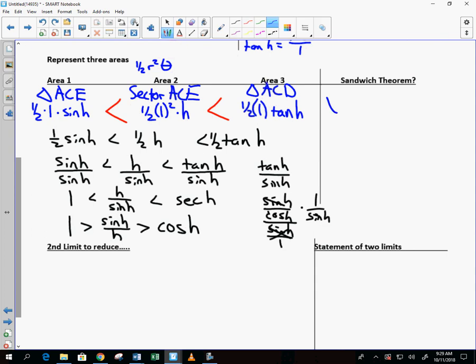Suppose we have a function that's always on the top. We'll say that that's f of x. And suppose that we have a function that is always on the bottom. We'll call that g of x. And suppose we have one more function that always sits in the middle of those two functions. We'll call that h of x. Everybody okay with the picture?